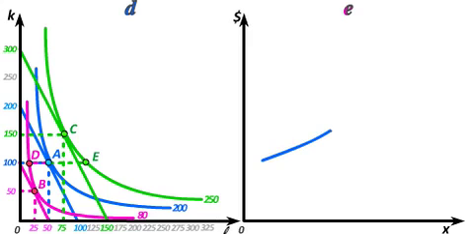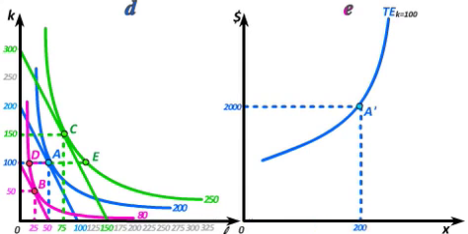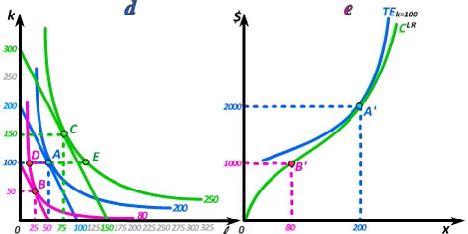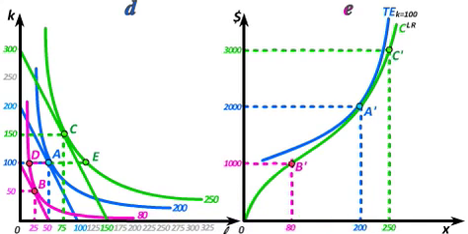In panel E, we then again derive the short-run total expenditure curve for a fixed level of capital of 100 and the long-run cost curve. The long-run cost curve now has the shape that tells us that initially it's getting cheaper and cheaper to produce additional units of output, but eventually it gets more and more expensive to produce additional units of output. This arises from the initial increasing returns to scale that eventually become decreasing returns to scale.